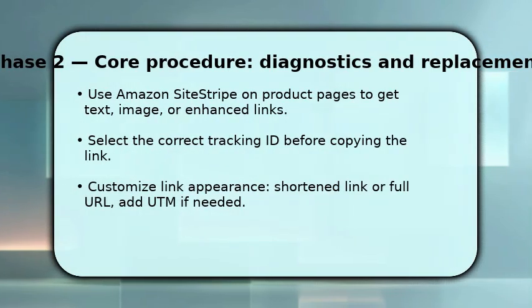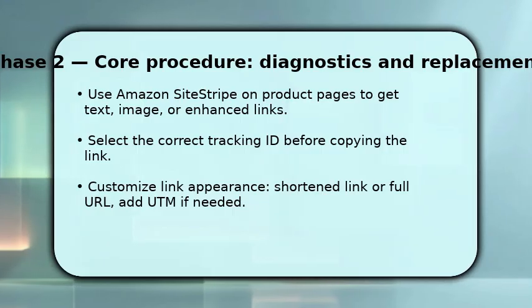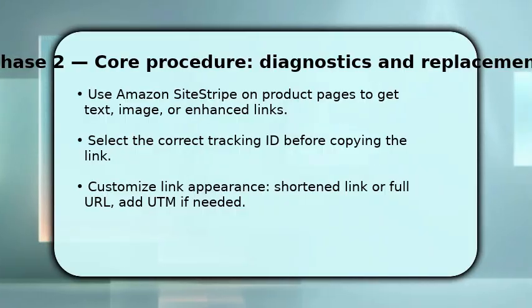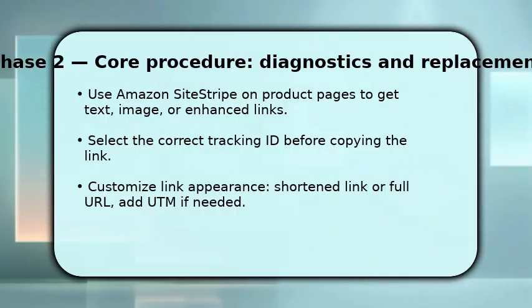Next, find the product page you want to promote. SiteStripe appears at the top when logged into Associates. Use SiteStripe to choose text, image, or text plus image link formats, and confirm the tracking ID displayed is the one for that platform. Otherwise, commissions won't be tracked properly.